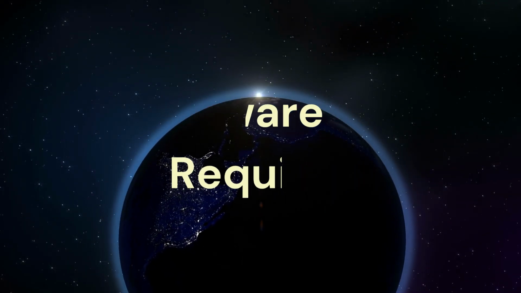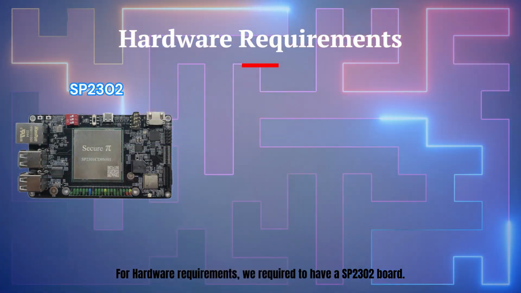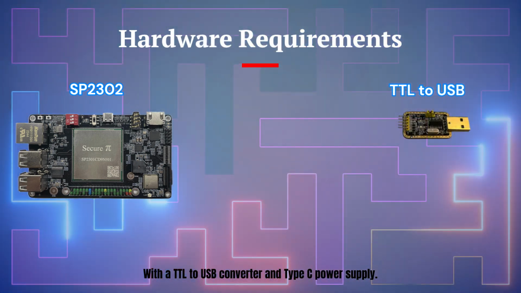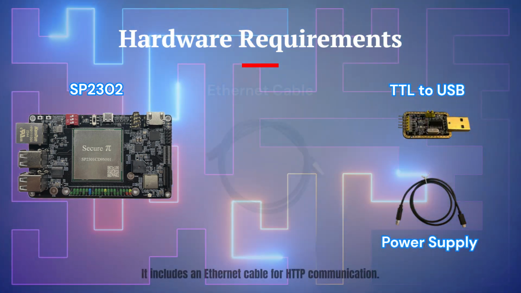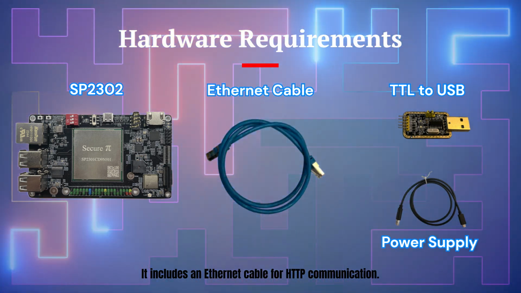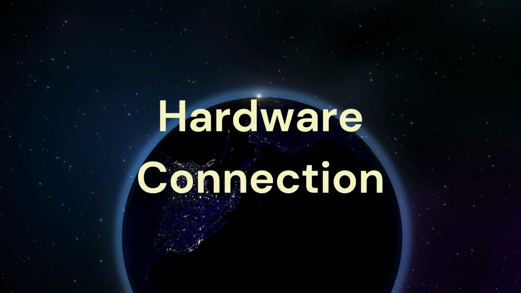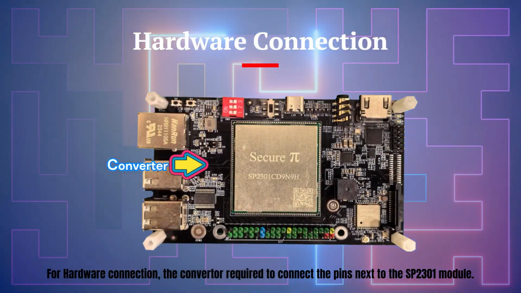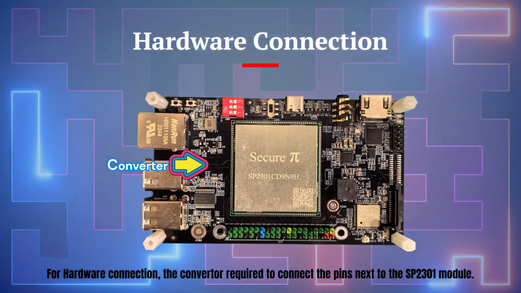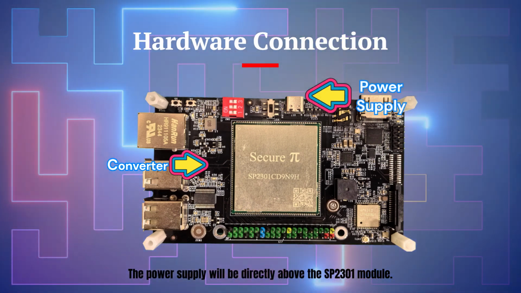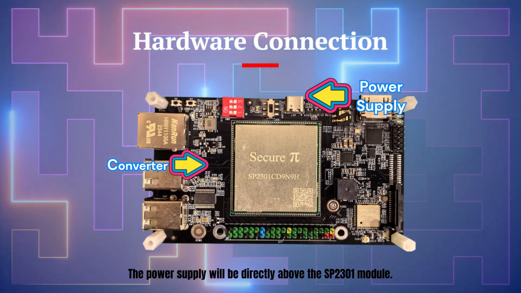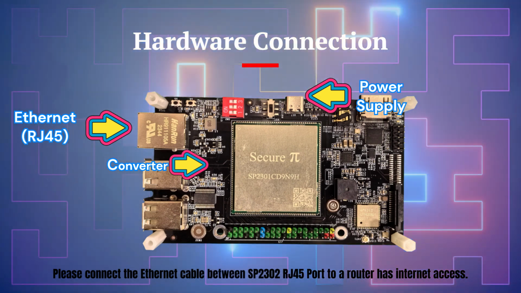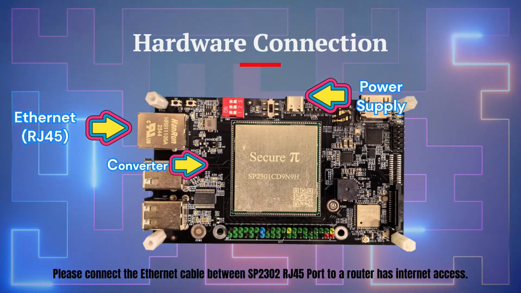Hardware requirements. For hardware requirements, we are required to have a SP2302 board with a TTL to USB converter and Type-C power supply. It includes an Ethernet cable for HTTP communication. Hardware connection. For hardware connection, the converter is required to connect to the pins next to the SP2301 module. The power supply will be directly above the SP2301 module. Please connect the Ethernet cable between the SP2302 RJ45 port and a router that has internet access.